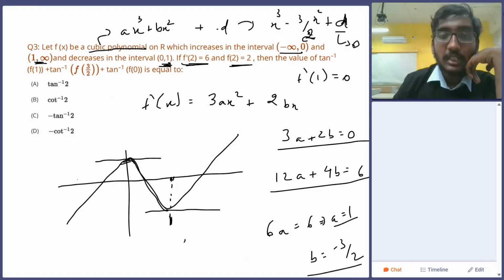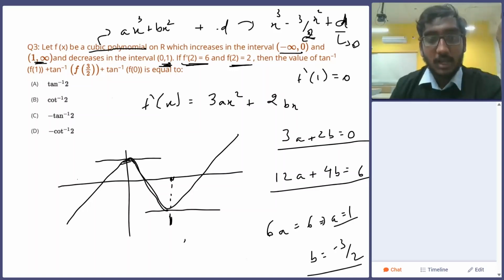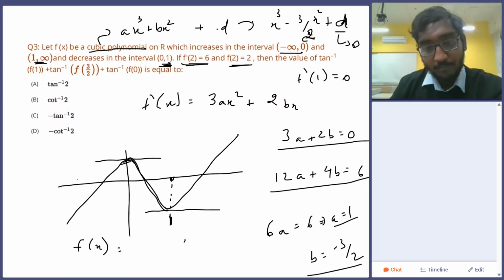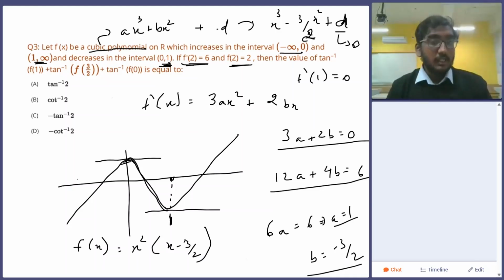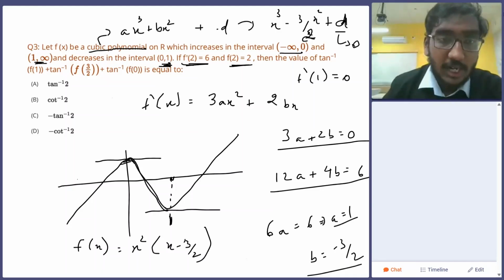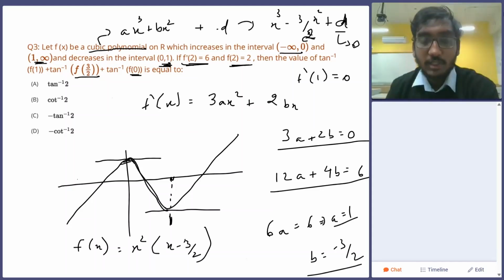So basically the function f(x) will be x cube minus 3 by 2 x square. You can write f(x) like this: x square into x minus 3 by 2. Clearly by looking at it, you can say that 3 by 2 and 0 are zeros of this polynomial function. So tan inverse of f(3/2) is tan inverse 0, that is 0, and tan inverse of f(0) is also tan inverse 0, that is 0.